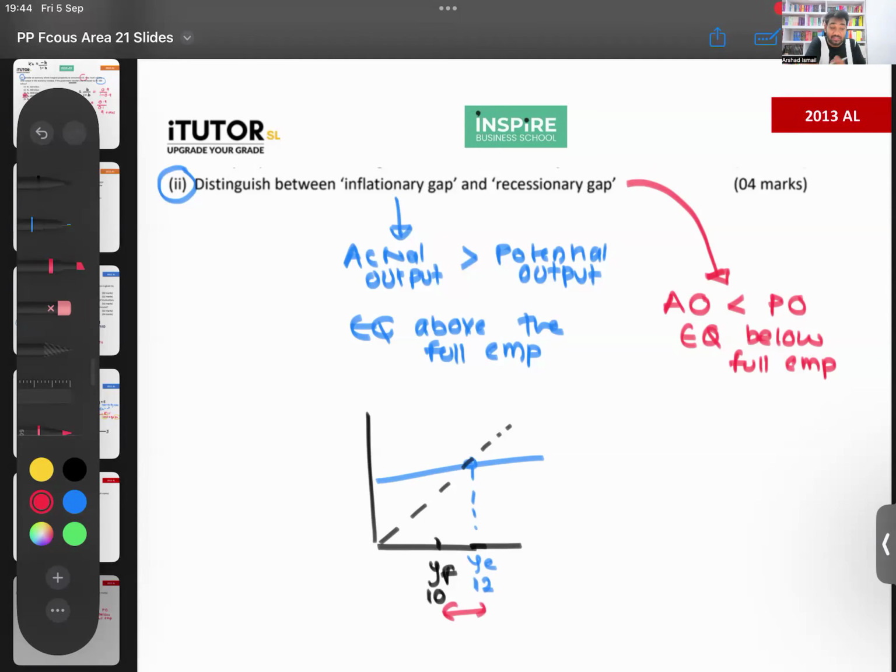You can also show this with the aggregate demand and supply. I'll show that to you on the next slide. Same thing you can show on this side. So what is the recessionary gap? If you are at equilibrium below full employment. So let's say this is your full employment level, but you're at equilibrium over here. So you're at equilibrium below your full employment. Now that is what you call a recessionary gap.